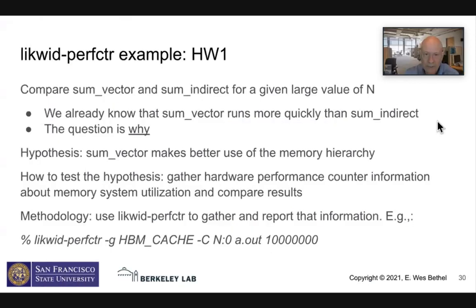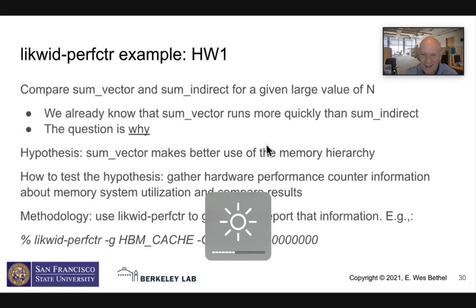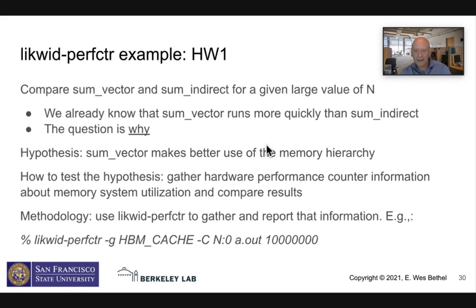Okay. So let's go back to homework 1 for a second. We know that the vector sum runs a lot more quickly than the indirect thing, but the question is why. The hypothesis was that the vector sum makes better use of the memory hierarchy. So let's test this hypothesis and gather the hardware performance counter information about memory system utilization and talk about the results. And so here's the methodology.